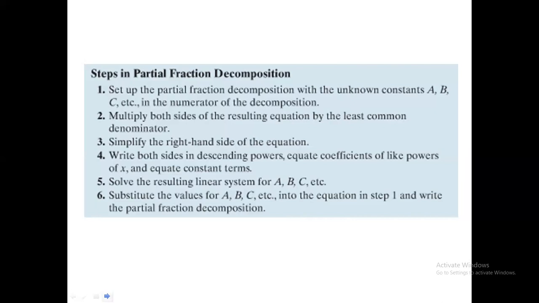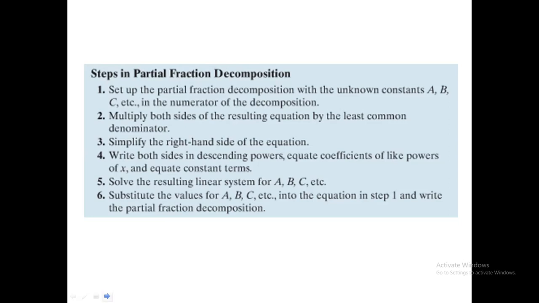Second, multiply both sides of your resulting equation by the least common denominator. The least common denominator that is being mentioned here, class, is the original denominator of your given fraction in your integrand. So you're going to multiply both sides by this original denominator. That way, you will know what you need to have written on the numerator of your particular partial fraction. Then simplify the right-hand side of the equation, which constitutes your partial fractions.